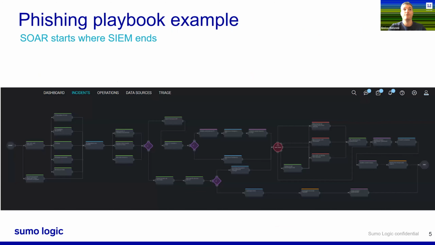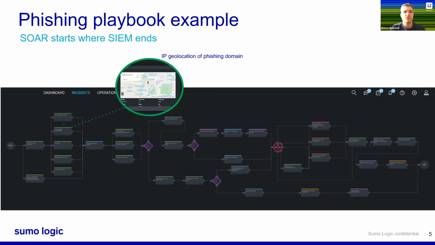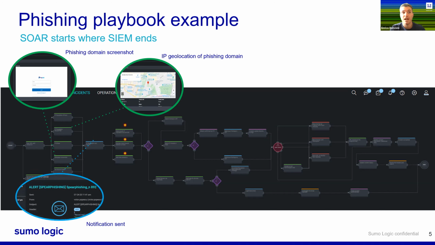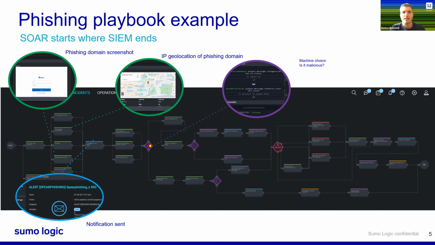This is an example of a phishing playbook. In this case, the SOAR starts after the receiving of a potential attack, and this process is activated. You can see every box is a specific action, and it is totally customizable. It depends on the solution that you have and the notification that you would like to send. In this case, you can automatically take the IP geolocalization from the phishing domain and the phishing domain screenshot. You can send an email, you can send a Slack or Telegram message, whatever you want. It depends on the rules that you set inside the process.